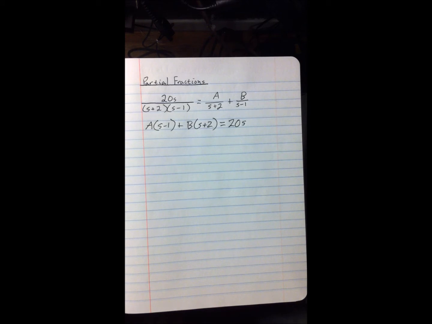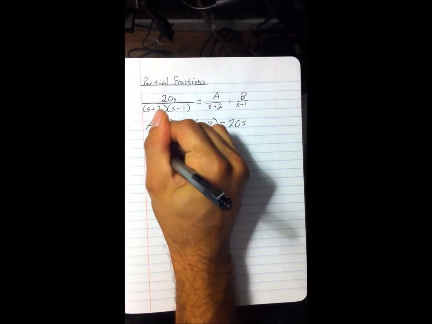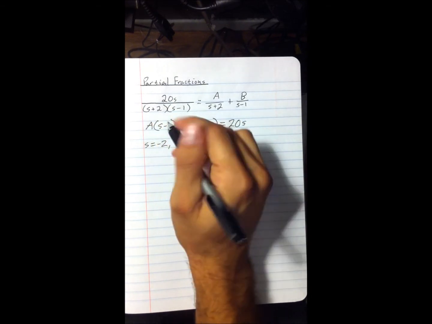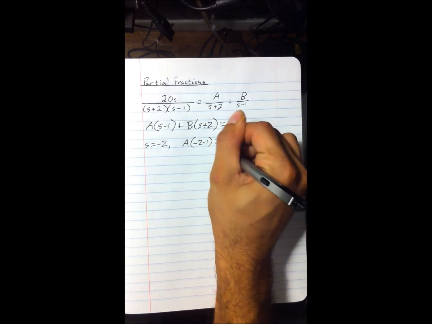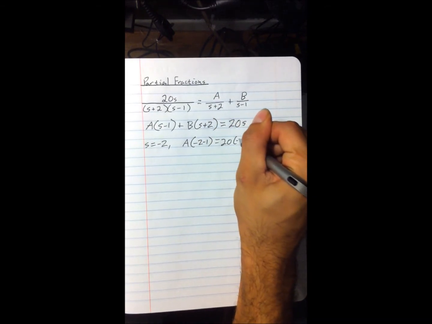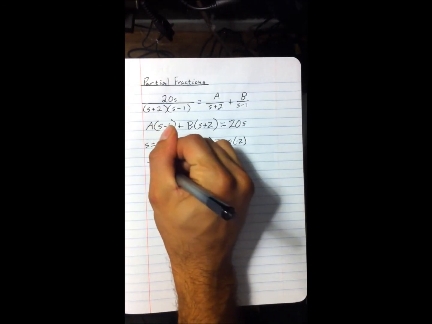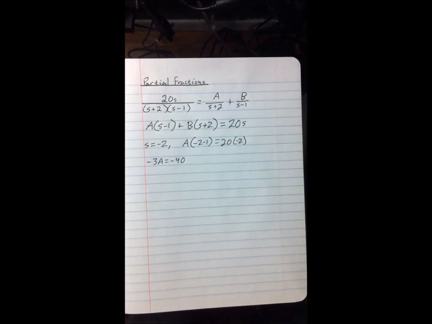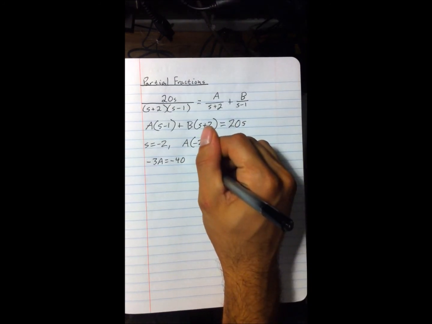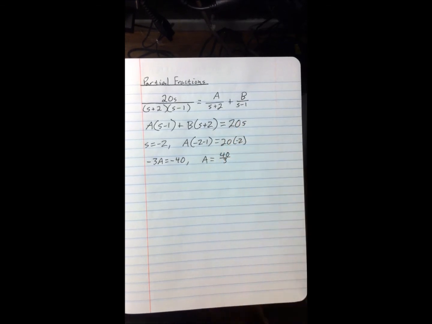And then from there the easiest way is just to start eliminating. You can eliminate B by setting s to negative 2. So when you set s to negative 2, you'd have A times negative 2 minus 1 is equal to 20 times negative 2. So that's clearly negative 3A is equal to negative 40. And then from there you just divide, and you can see that A is equal to 40 over 3.